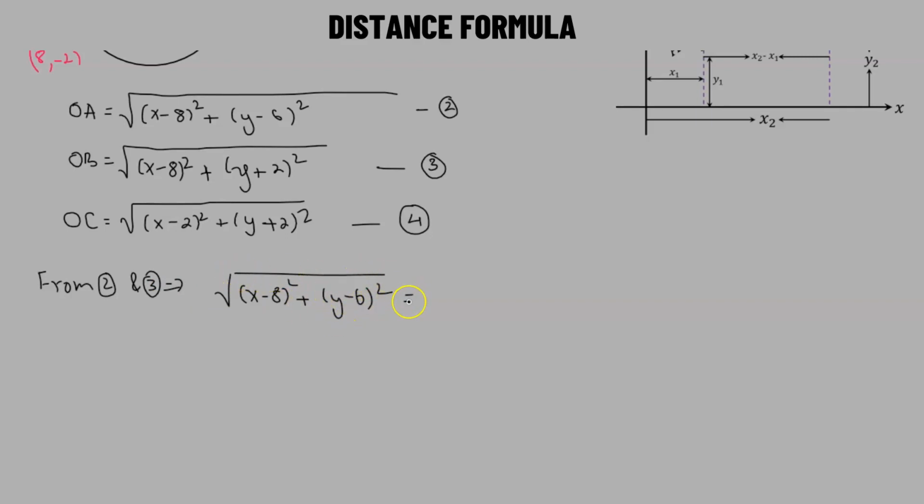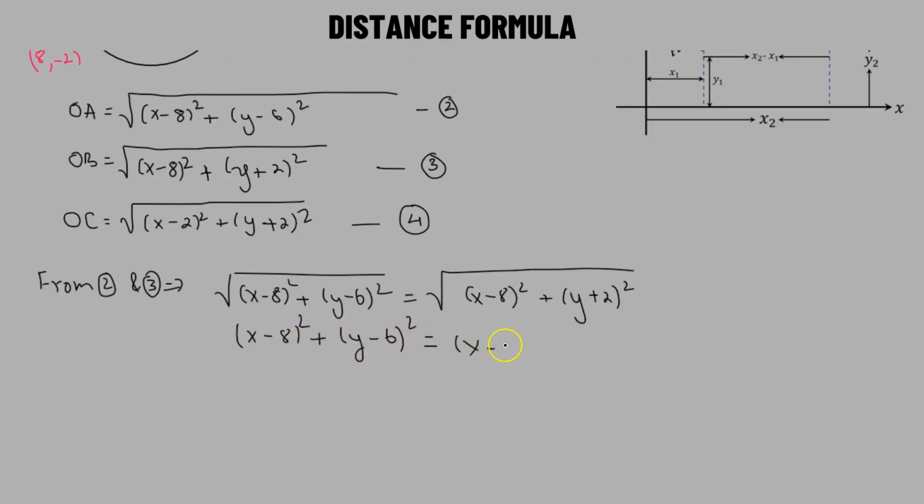So this will be equal to the square root of (x minus 8) whole squared plus (y plus 2) whole squared. So let's square both sides. We get (x minus 8) whole squared plus (y minus 6) whole squared equals (x minus 8) whole squared plus (y plus 2) whole squared. So we can cancel out (x minus 8) whole squared from both sides. Now we have (y minus 6) whole squared equals (y plus 2) whole squared.